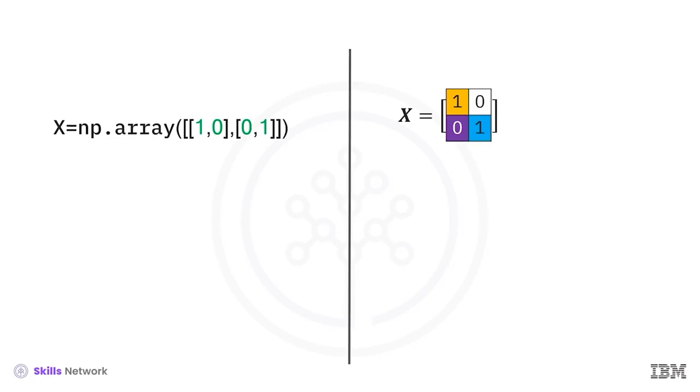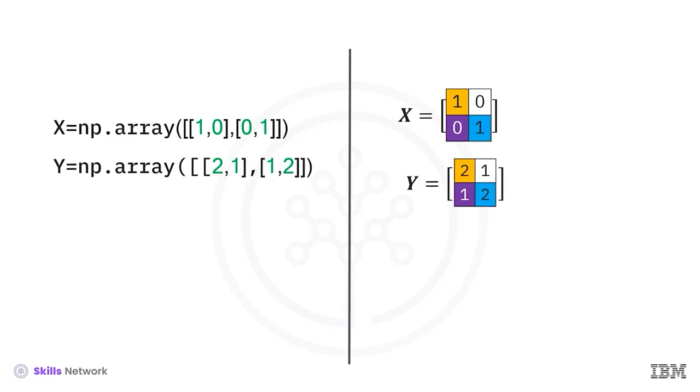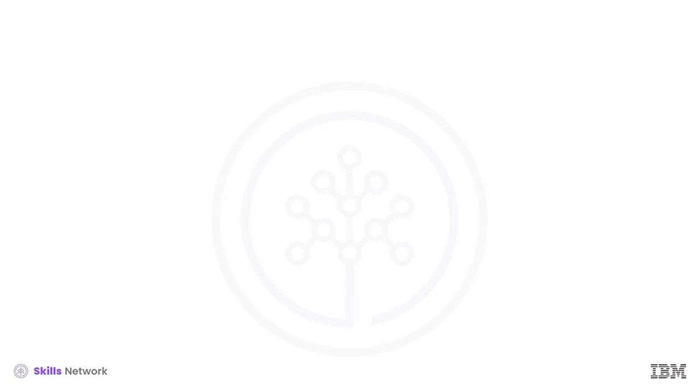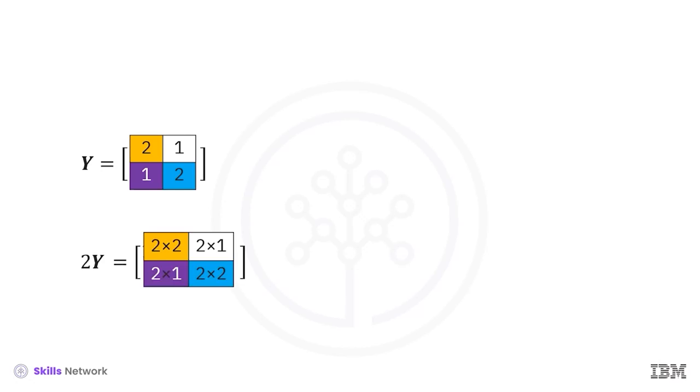To add 2 arrays in NumPy, we define the array, in this case X. Then we define the second array Y. We add the arrays. The result is identical to matrix addition. Multiplying a NumPy array by a scalar is identical to multiplying a matrix by a scalar. Consider the matrix Y. If we multiply the matrix by this scalar 2, we simply multiply every element in the matrix by 2. The result is a new matrix of the same size where each element is multiplied by 2.